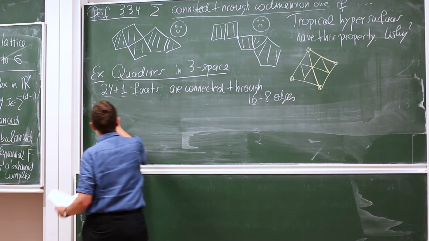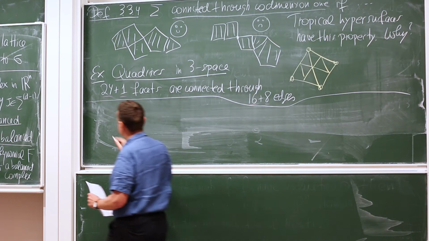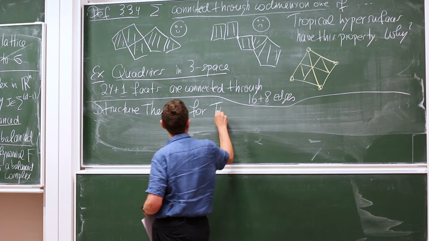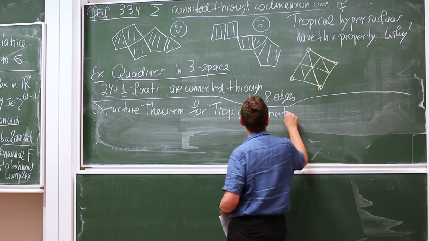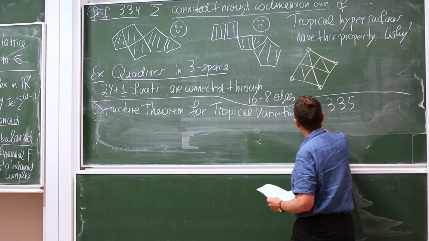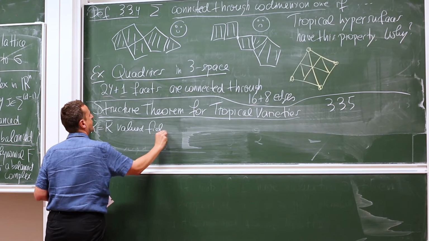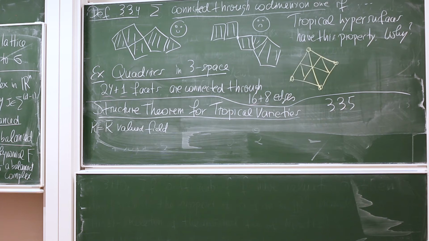Here's the structure theorem. Structure theorem for tropical varieties. Second main theorem in chapter 3. And this is 3.3.5 in the book. It says the following. So same hypothesis. K is an algebraically closed field with evaluation. We may not need that it's non-trivial, I think, but let's assume it.